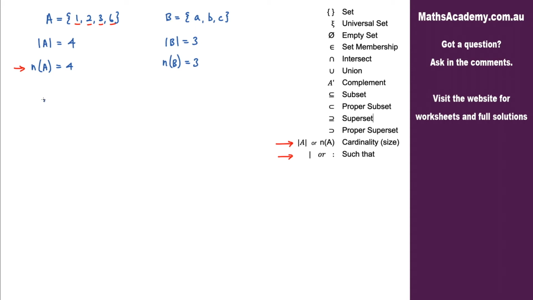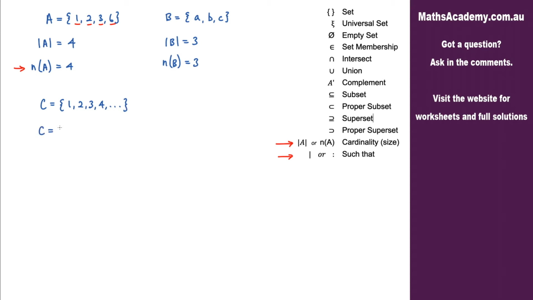So let's say I have a set C. And inside set C, I have 1, 2, 3, 4, dot, dot, dot. Now those 3 dots means it continues all the way to infinity. It just keeps going 1, 2, 3, 4, 5, etc. Now the other way I can describe that set is using set builder notation.